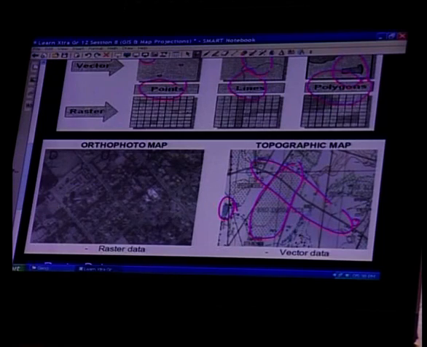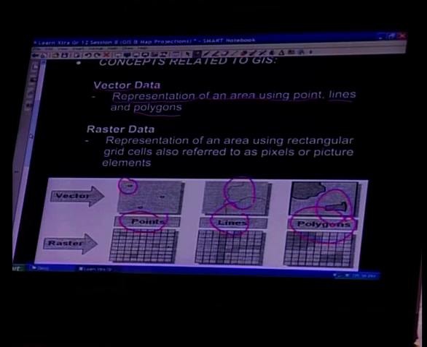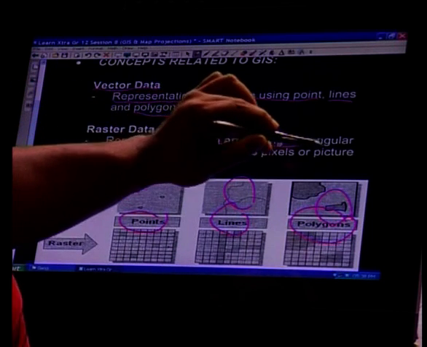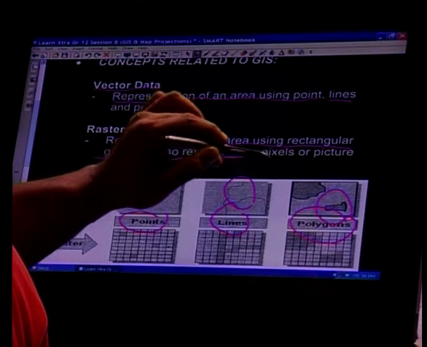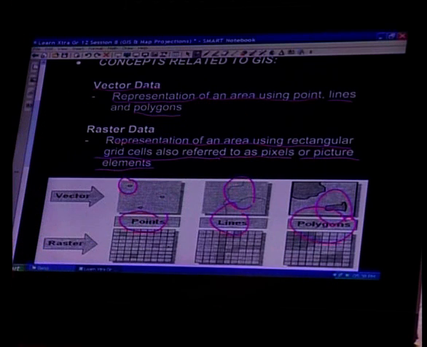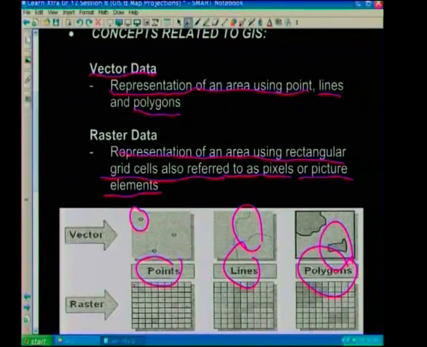Now raster data is a representation of an area using rectangular grid cells, referred to as pixels or picture elements. Interesting one, we use this quite often. I know many young people sometimes say, but my camera has got 14 megapixel in it, you understand? And you ask them, what is it? It's all little blocks. And the higher the pixel, the more blocks there are.